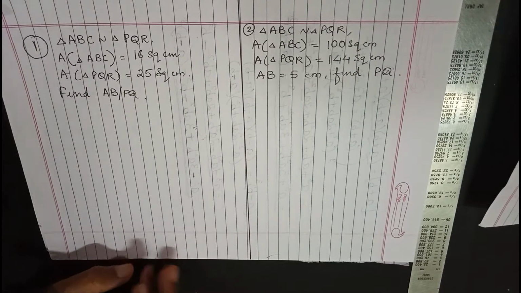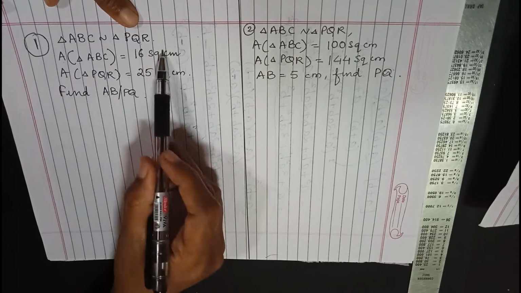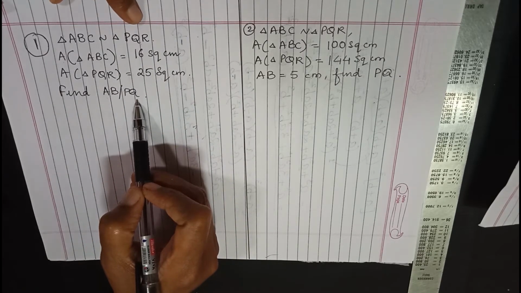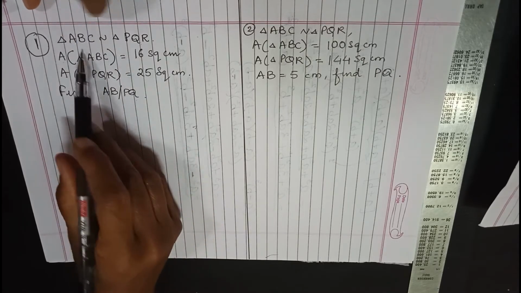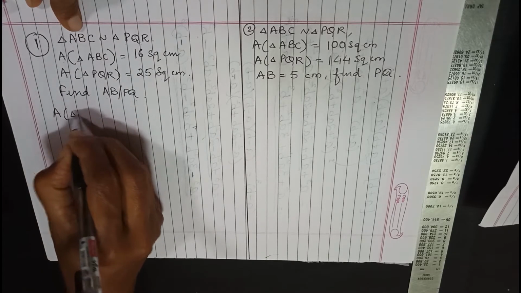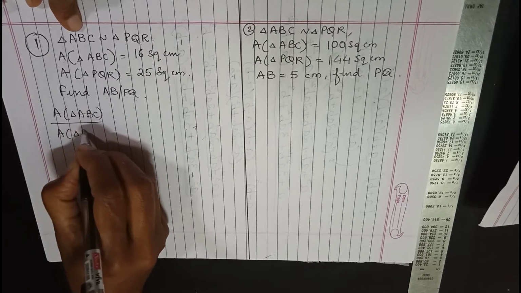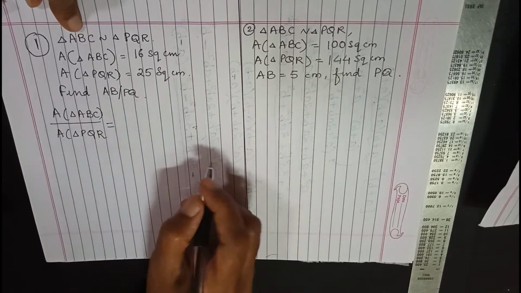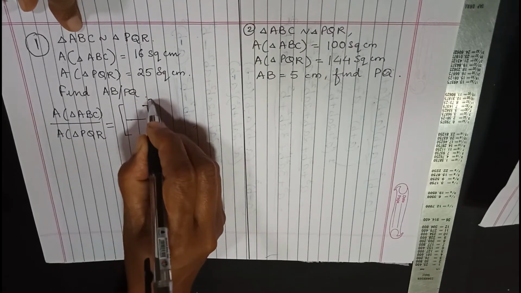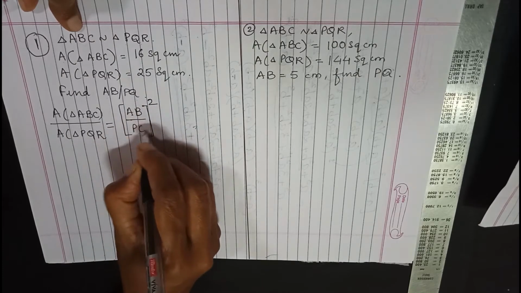Now let us say this is my first sum, where given triangle ABC is similar to triangle PQR, and areas of both the triangles are given, and we are supposed to find out AB upon PQ. Now from here you can see AB and PQ are the corresponding sides. So according to the theorem, let us write down the formula. That is, area of the first triangle upon area of the second triangle will be equal to the squares of the ratio of their corresponding side, that is AB upon PQ.